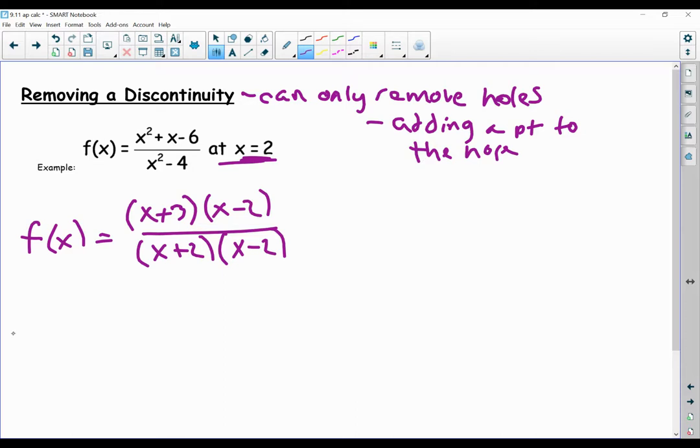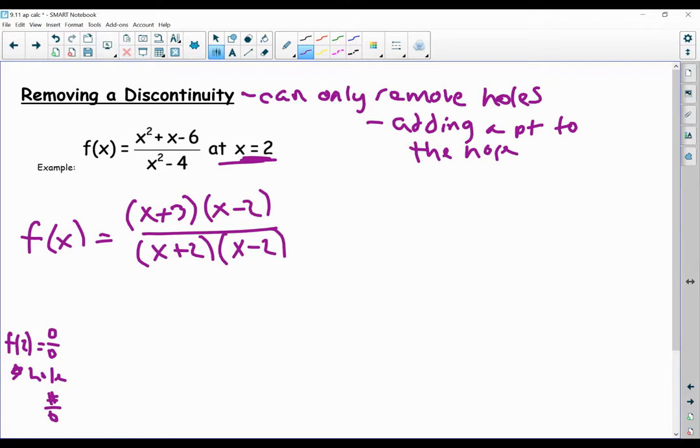So one way to identify a hole is just to plug in 2. If you plug in 2 and you get 0 over 0, that's your clue. Remember, that's the indeterminate form, which means there might be a hole in the graph. If you get a number over 0, that is your clue that there is a vertical asymptote, which is what we talked about last lecture. So if I were to plug in 2 here, I get 2 minus 2, which is 0, and 0 times anything is 0. I get 0 over 0. That's a good clue that it's a hole.